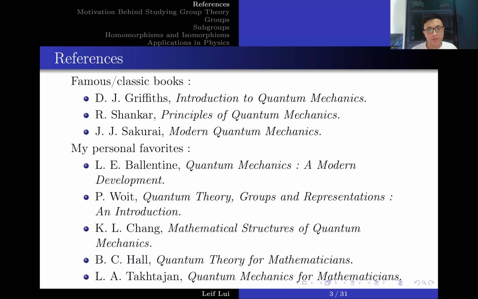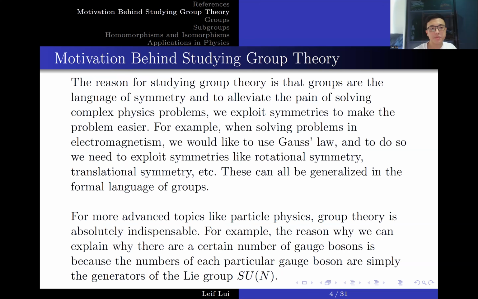But if you ask me to recommend a good book, I'd say Ballentine is number one, then these two, and then these other two are also very good. So these are the references that I'll be using when talking about the mathematical structure of quantum mechanics.